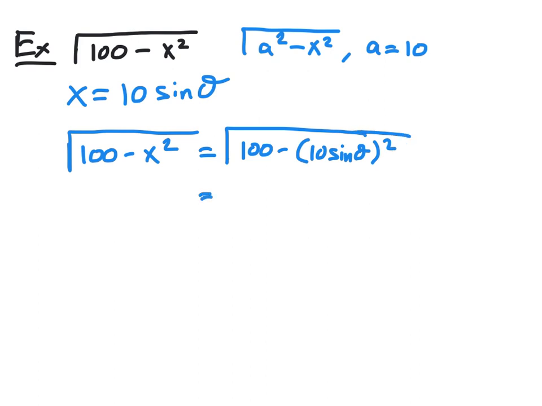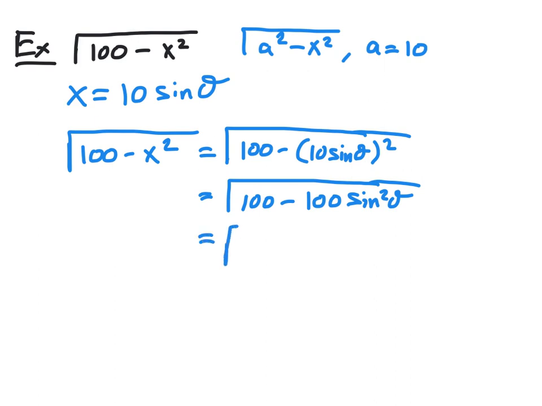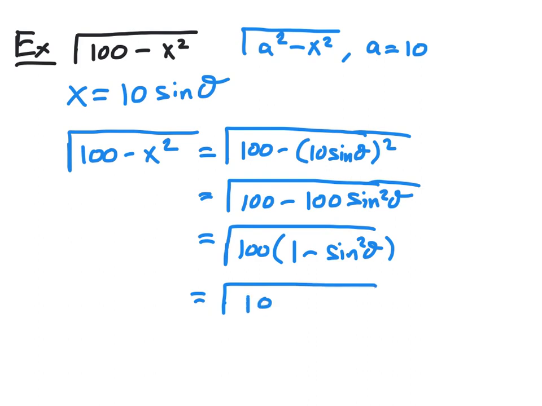And like the last example, we just go through the algebra and simplify this, and we'll see that we end up being able to evaluate the square root at the end. So this will be the square root of 100 minus 100 sine squared theta. We can factor out a 100 to get 1 minus sine squared theta remaining. 1 minus sine squared theta is equal to cosine squared theta by the Pythagorean identity. And so we have a perfect square inside our square root, and that's going to equal 10 cosine of theta. And so here we're able to replace the square root of 100 minus x squared with the trigonometric expression 10 cosine theta.